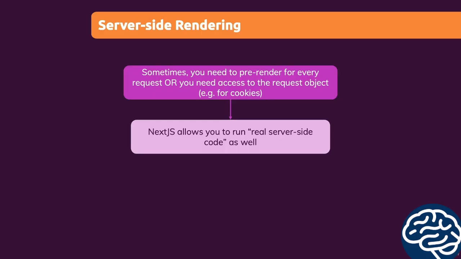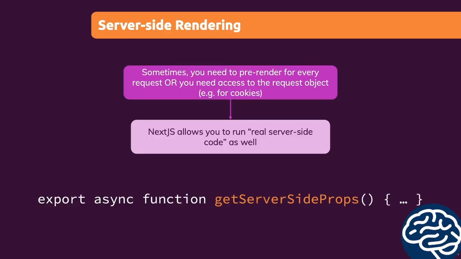it's really code that runs on the server only, so only after you deployed it, and which is then re-executed for every incoming request. And that code is added to a function called getServerSideProps. Just like getStaticProps, it's an async function, it needs to be called exactly like this, and it needs to be exported.